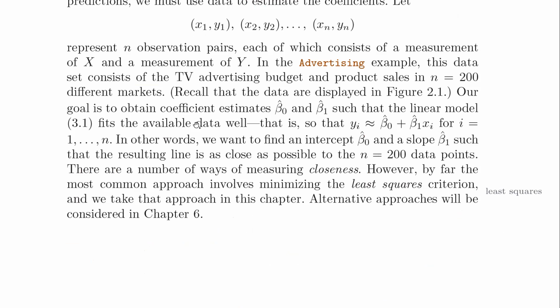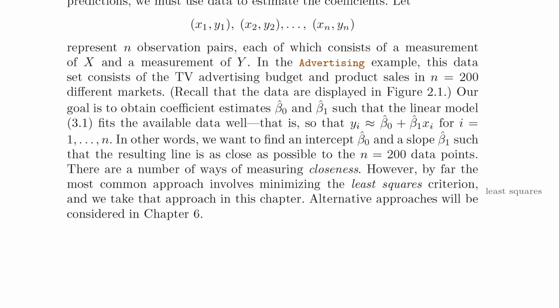Our goal is to obtain coefficient estimates beta naught hat and beta 1 hat such that the linear model 3.1 fits the available data well. That is, so that yi is approximately equal to that expression for each observation i. In other words, we want to find an intercept beta naught and a slope beta 1 such that the resulting line is as close as possible to the 200 data points.